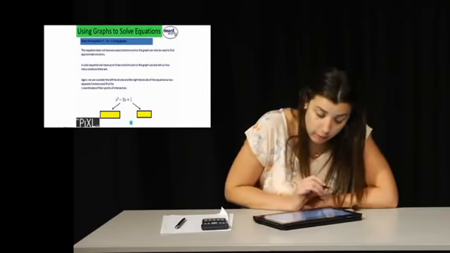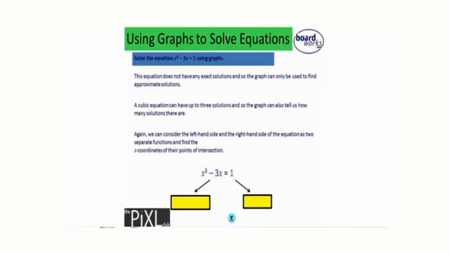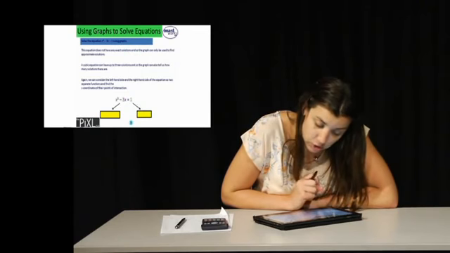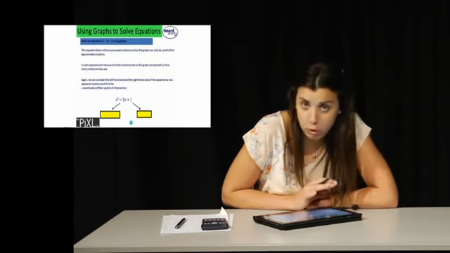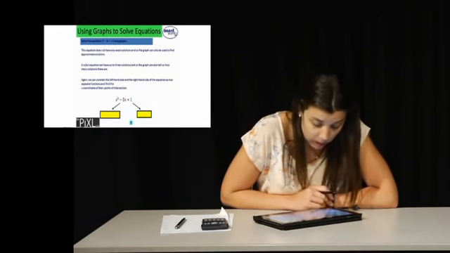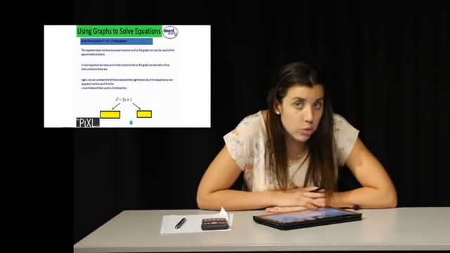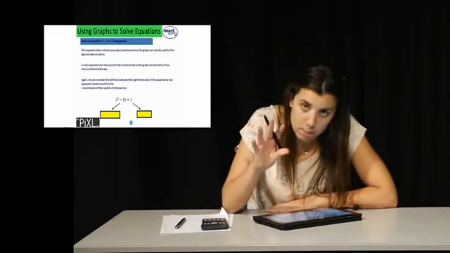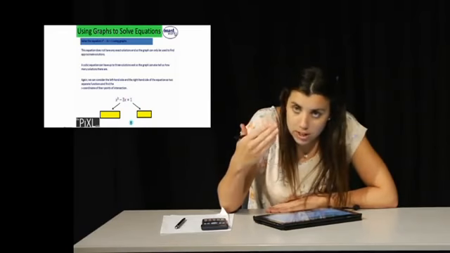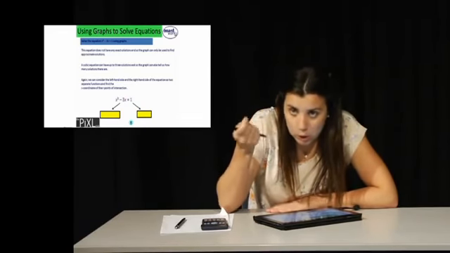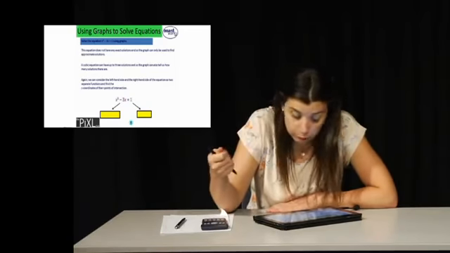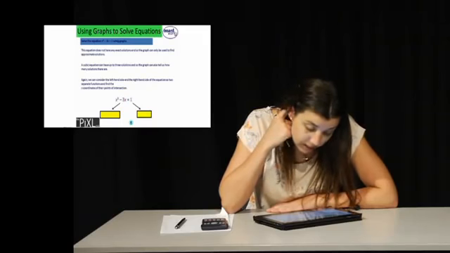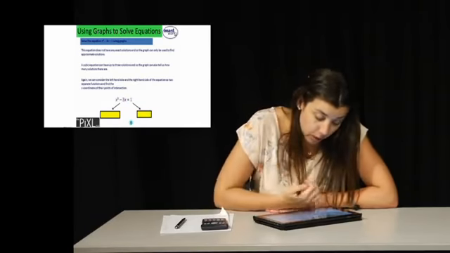Let's have a look at a different graph now. We have a cubic graph. x cubed minus 3x equals 1. The equation does not have exact solutions, so the graph could be only used to find approximate solutions in this case. A cubic function can have up to 3 solutions. Remember, quadratic has 2. Quadratic graphs are x to the power 2. Cubic graphs are x to the power 3. 3 solutions. So the graph tells us how many solutions there are.